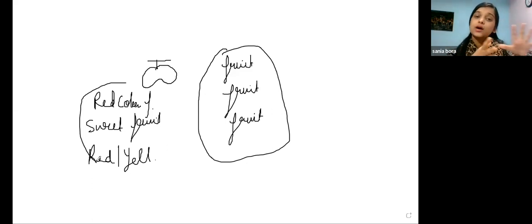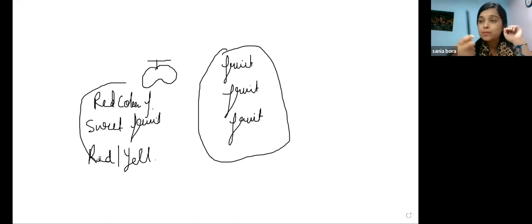You are defining it as a red color fruit. Your friend is defining it as a red and yellow color fruit. So definition is basically how people are defining it. Okay. So meaning will always remain same, right? But definition changes. So meaning always remains same.